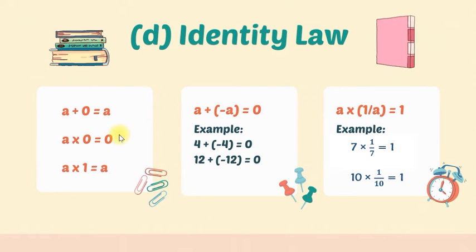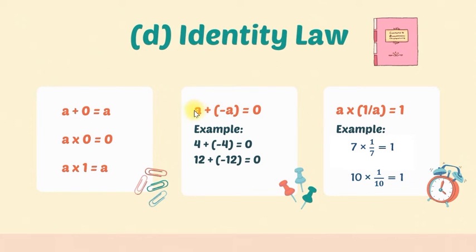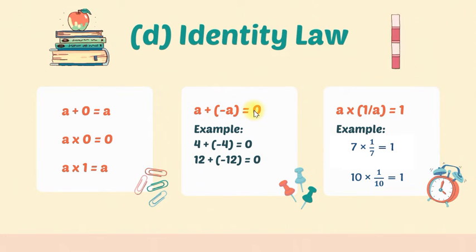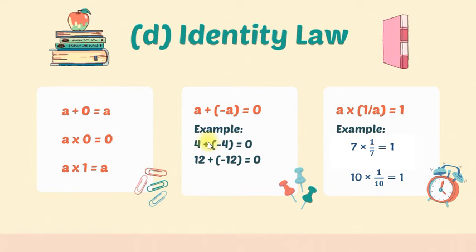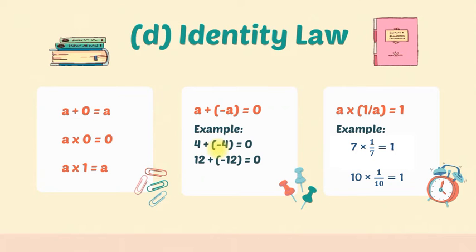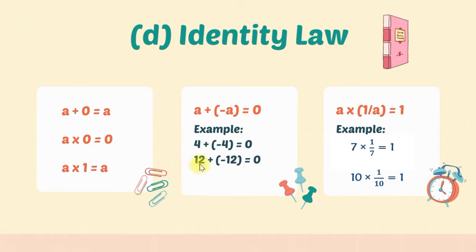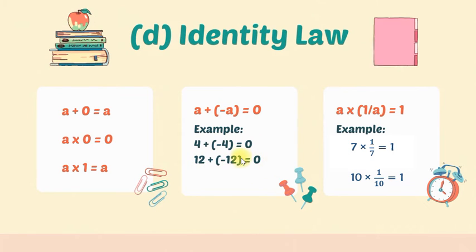So this is the identity law. And one more is A plus minus A. Plus minus the same number will become 0. This is the identity law. For example, 4 plus minus 4, the same number, plus minus, so it will become 0. Last time you have learned plus minus will change to minus. So 4 minus 4 equals 0. 12 plus negative 12 is also the same number, so it will become 0.